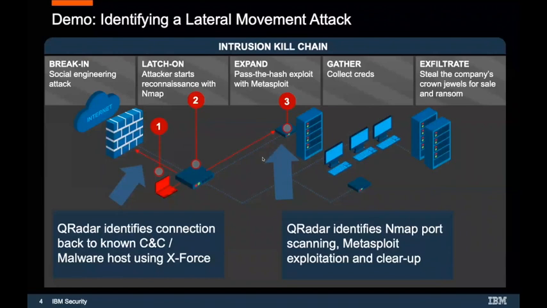what happened. So again, we're looking at the anatomy of the attack, and what we saw was that QRadar automatically identified the connection to the CNC host using X-Force here on the left the moment the attack started. We then identified the network scan using network flow data. We then saw the execution of PowerShell and the installation of a new service as we exploited the pass the hash vulnerability. And finally, we caught the attacker cleaning up afterwards.